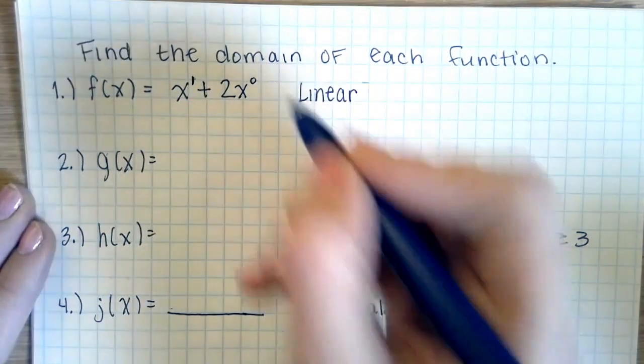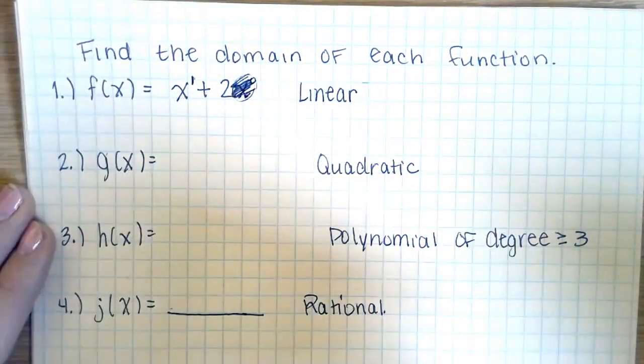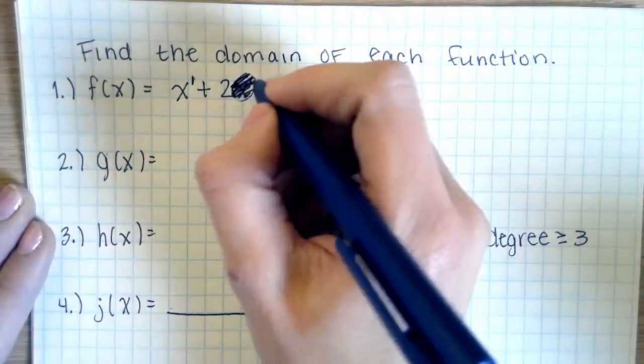This is an invisible, a little x to the 0. X to the 0 equals 1, so we don't write it. 1 times 2 is still 2. And then x to the 1, we don't write the 1, we just leave it. That's linear. Now, you've dealt with linear equations for a long time.